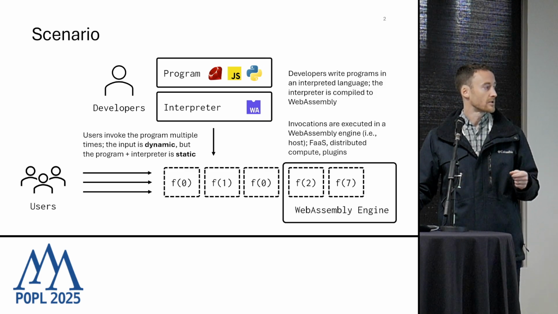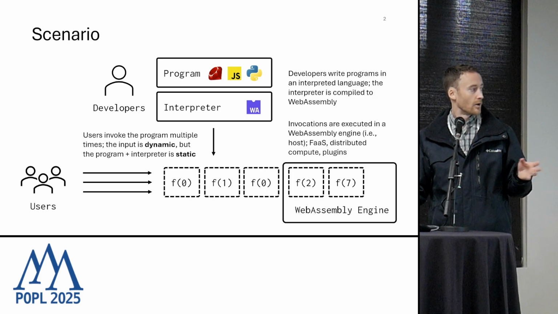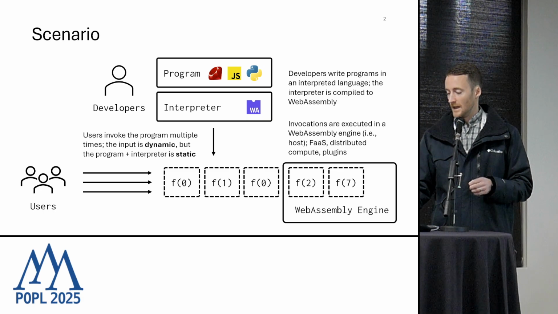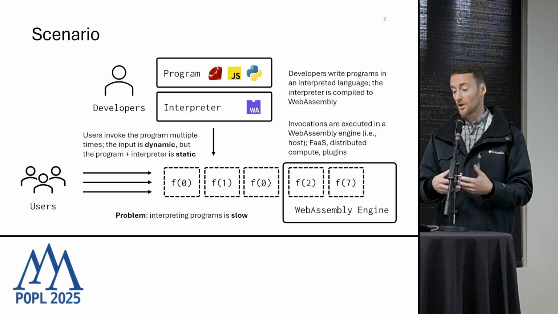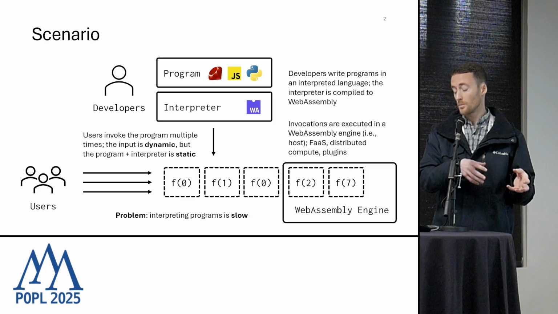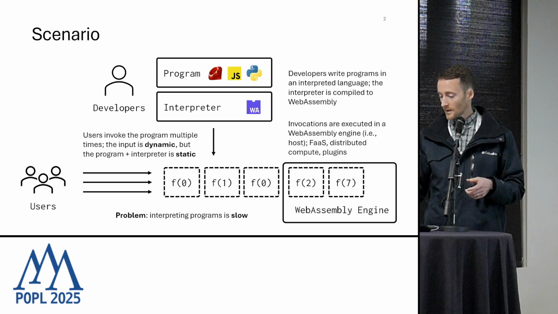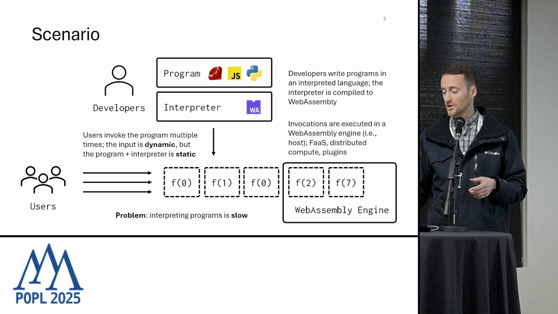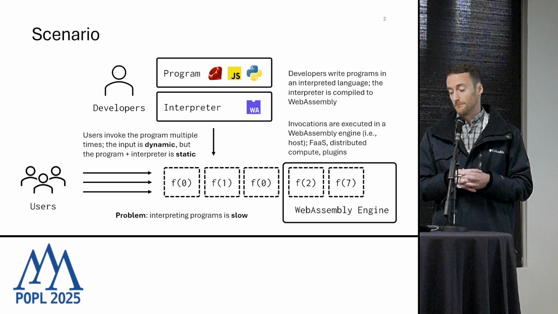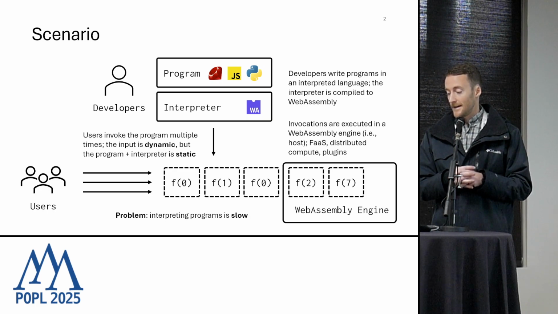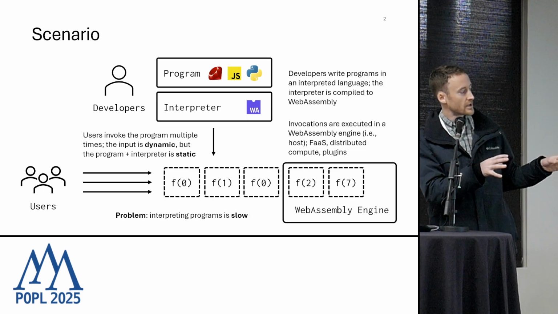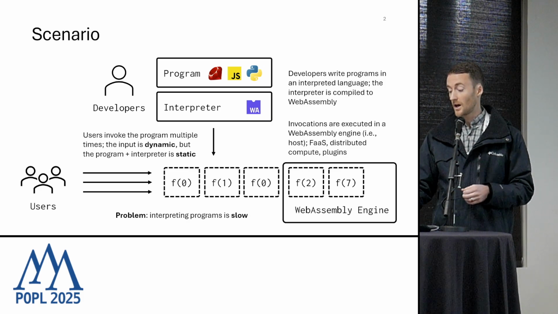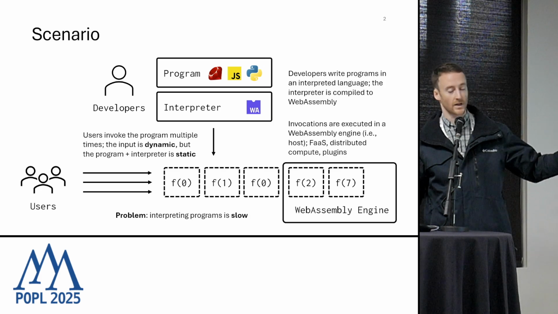And WebAssembly hosts like function as a service or distributed compute hosts of various kinds will run these invocations in a WebAssembly engine. And the problem is that interpreting these programs is slow in an interpreter compiled to WebAssembly. And so we're attempting to solve this with our design. And one thing to note is that this particular scenario enables us to do things offline because there's multiple invocations of the program.